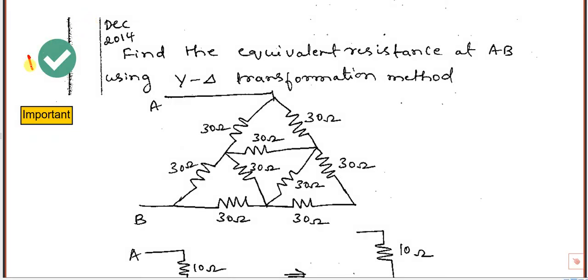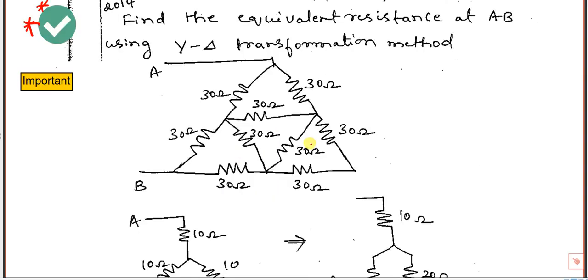So next is also a university problem. Question paper problem is also important. Find the equivalent resistance at terminal A and B using the star to delta transformation method. So you can consider any method.